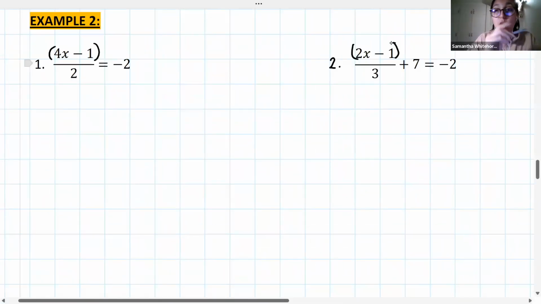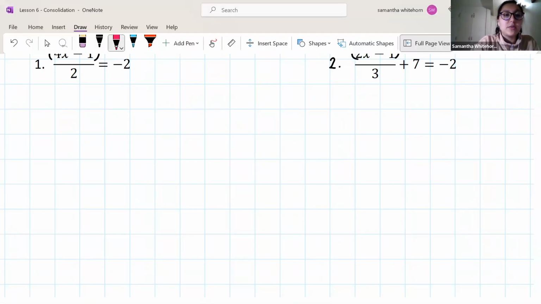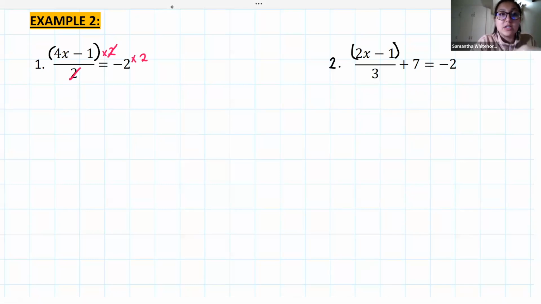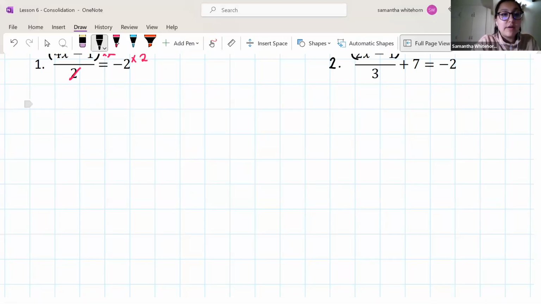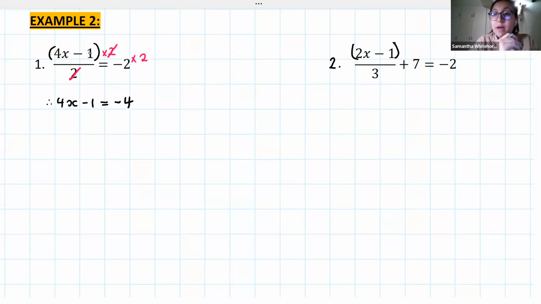remember I said to you the whole numerator is being affected by that denominator. And so the first thing I want to do is get rid of that denominator. So I'm going to times both sides by 2 so that I no longer have a fraction and so that I can start getting that x alone. So now I've got 4x minus 1 is equal to negative 2 times positive 2, which is negative 4. So again, by multiplying by that 2, I no longer have the fraction to worry about.